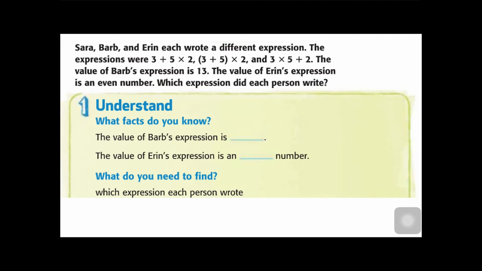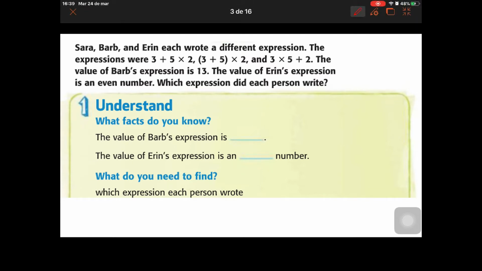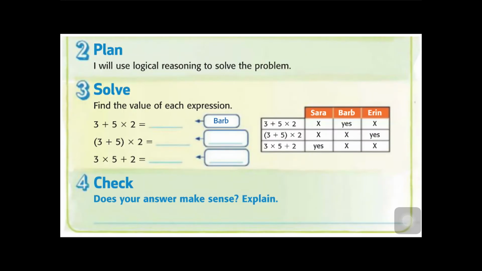We're gonna do the next thing first. Understand. What facts do you know? I know that the value of Barb's expression is 13, right? And the value of Erin's expression is an even number. We have it over here, even. That's what we know. And we also know these expressions over here. We want to know which expression is from each person, right? Okay, so let's go to the next slide.